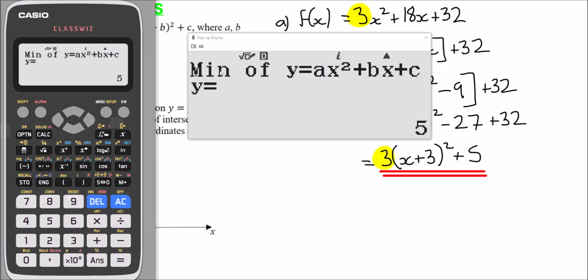The x-coordinate of the minimum will be the same as in the brackets, but switched. As long as you remember that, and that the coefficient of the x squared here pops there, the calculator does the legwork for you. So that's worth bearing in mind.